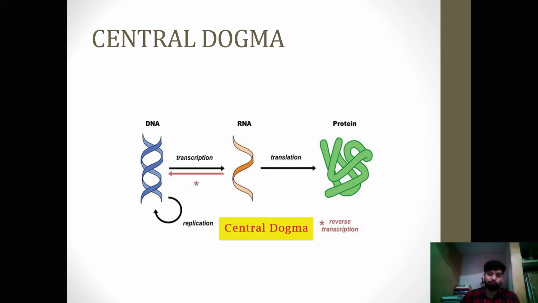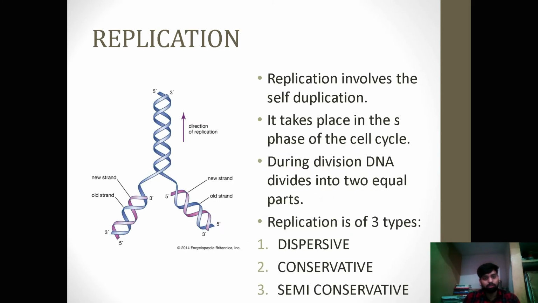Now, if we form protein from the RNA molecule, it is known as translation. Here is the role of the tRNA molecule, which will help in the formation of protein. Now this is an image of the replication process, in which we can see the self duplication.